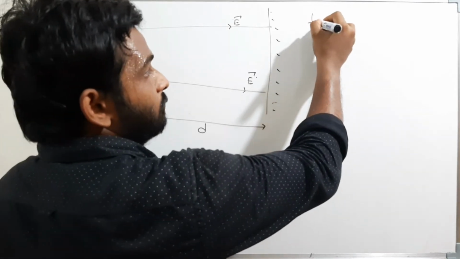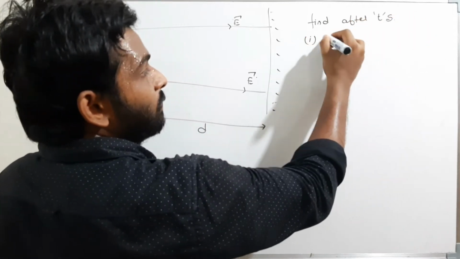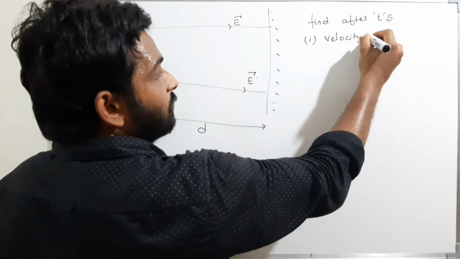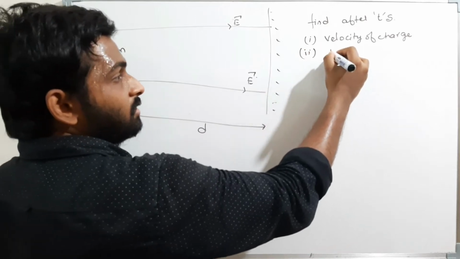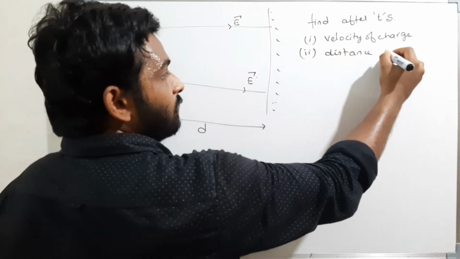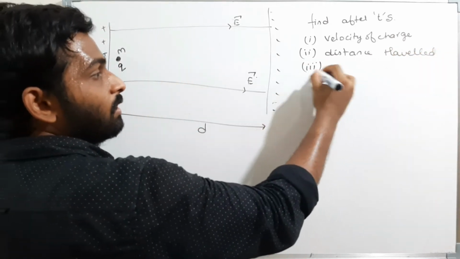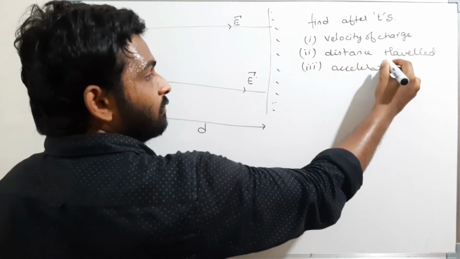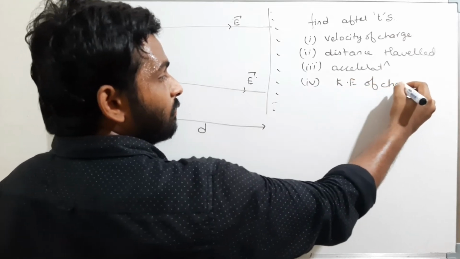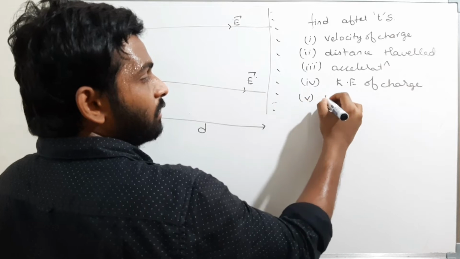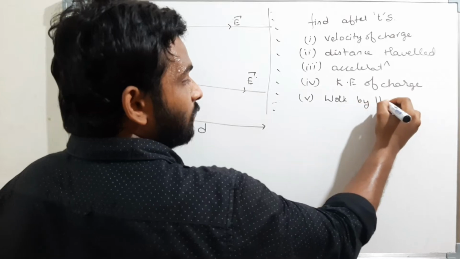Now they told us to find, after t seconds, the velocity of the charge. Next one, the distance traveled by the charge. Third one, the acceleration of the charge. Fourth one, the kinetic energy of the charge. And fifth one, the work done by the charge.